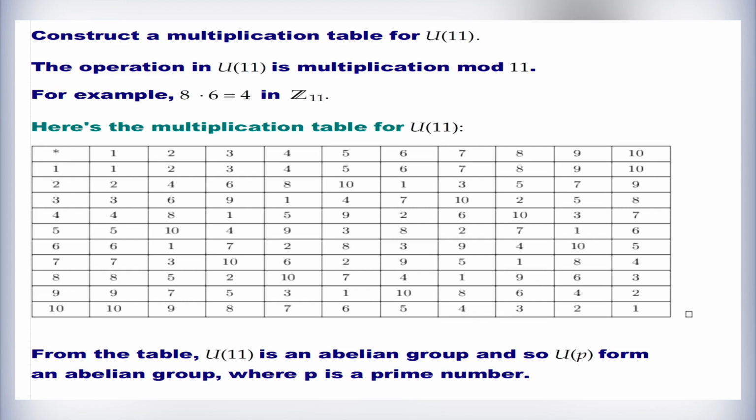As we constructed the Cayley table for U of 14, we can construct the Cayley table for U of 11 as follows. From the table, U of 11 is an abelian group, and so U of P forms an abelian group where P is a prime number. Now, let us see some basic properties of zero divisors and units of rings.